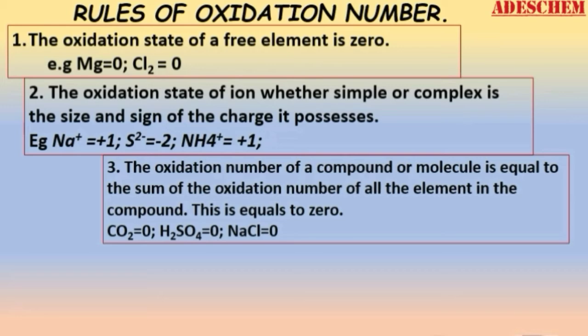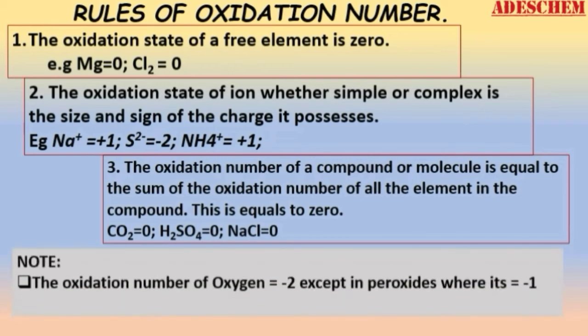Now, if you were to calculate the oxidation number of all the elements in carbon(IV) oxide, which is carbon and oxygen, and add them, take a sum of it, it is going to be equal to 0. The same thing applies to tetraoxosulfate(VI) acid and sodium chloride. If you take the oxidation number of sodium and the oxidation number of chlorine and add them together, you are going to get 0.